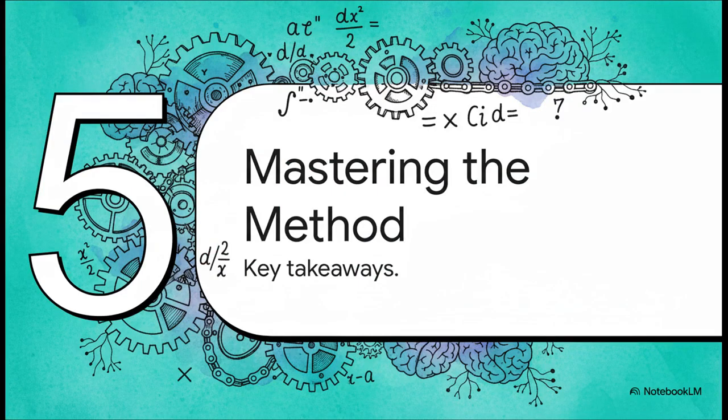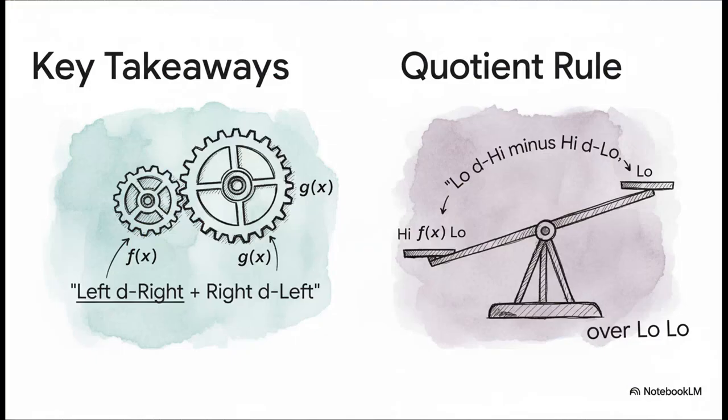All right, let's zoom back out and make sure this all sinks in. We've covered a lot, but these two rules are so fundamental. We want to make sure they're locked and loaded in your calculus toolkit for good. So here's the bottom line. From now on, when you see two functions multiplied, your brain should immediately scream product rule, left d right plus right d left. And when you see one function divided by another, that's your cue for the quotient rule, low d high minus high d low over low low. Those little rhymes are more than just tricks, they're your guide. They'll get you to the right formula every single time.